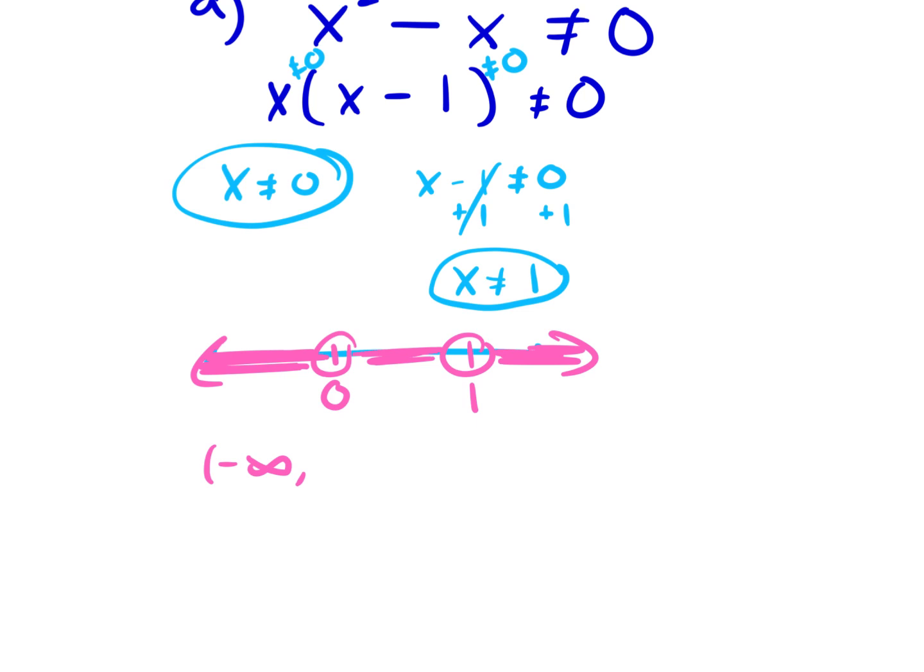Where does my graph stop? No, we have a gap here at 0, so it stops at 0. Is 0 going to have a bracket or parentheses? Parentheses. Because 0 is not included. We're saying that x does not equal 0, so we have a gap at 0. It picks up again at 0 and goes to what? 1. And then it picks up again at 1 and goes to infinity.